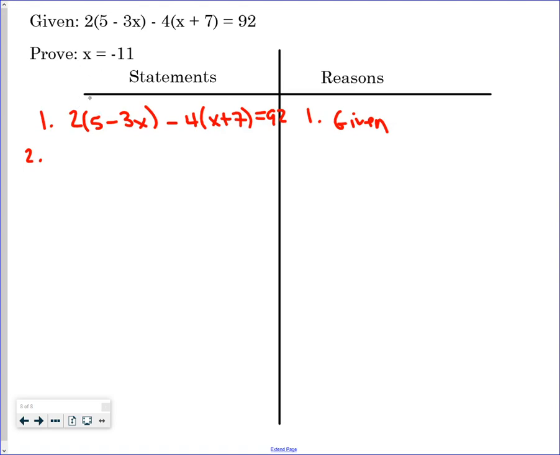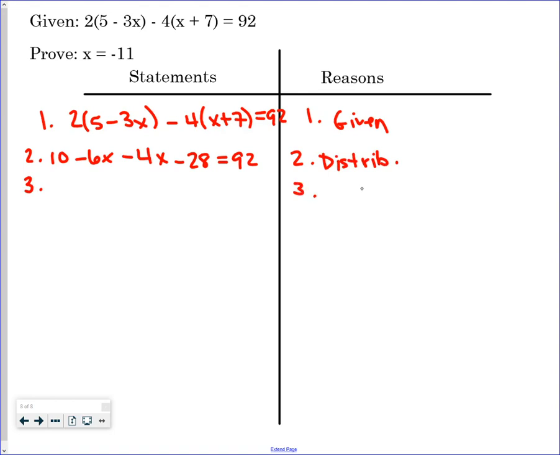What is 2 times 5? 10, and then what? Yes, negative 6x, right? Be careful here. Negative 4 times positive x is negative 4x, and negative 4 times positive 7, negative 28. Good. Still equal to 92. I just used the distributive property, so it's the distributive property of equality. Okay?